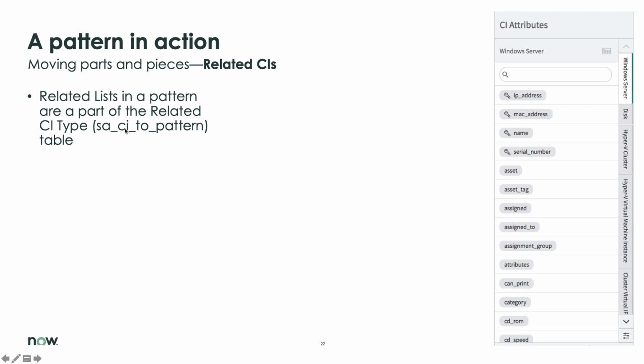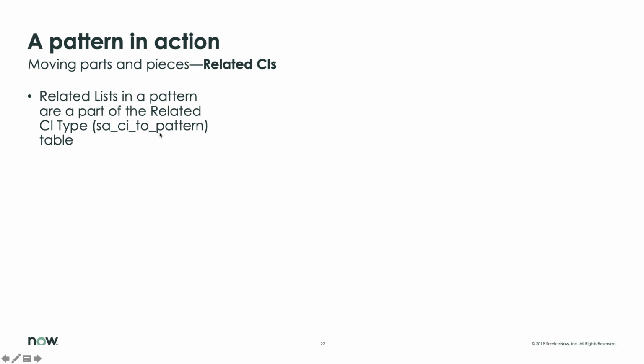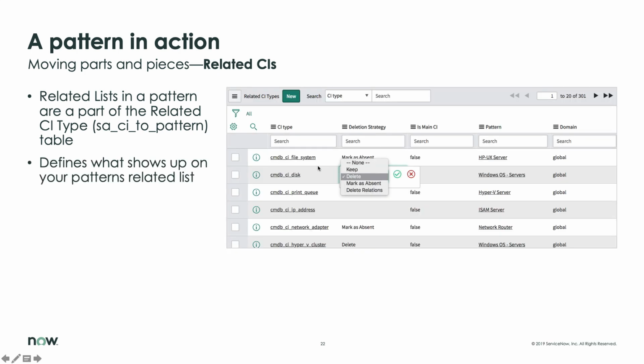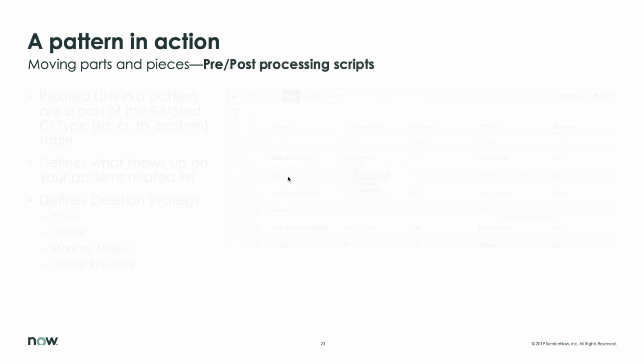Now those can be found in the SACI to pattern table, and it's important because not only does this show you which pattern's associated, but it's really cool because it allows you now to define the deletion strategy for that related list. So you could see the 4 options that you have here. Hey, if I don't find this file system or this disk as an example, what do you want me to do with it? Should I delete it, keep it, delete the relation, or of course mark as absent? You can make that decision now, but you have to know I have to go over to this SACI to pattern table to be able to set these values. And we just talked about those.